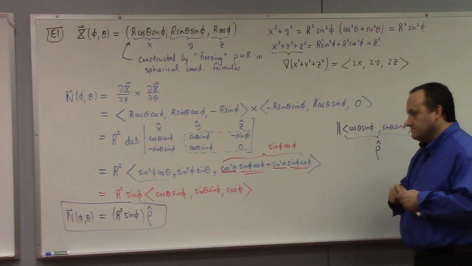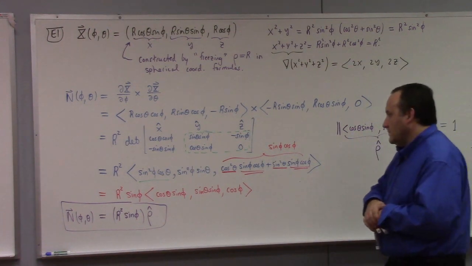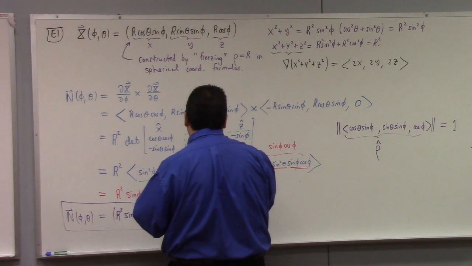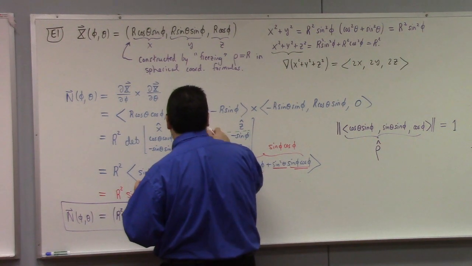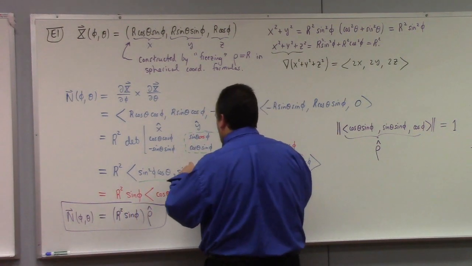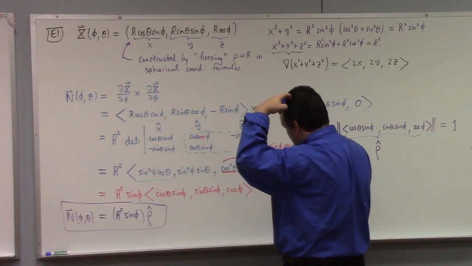Yep. Is the y hat for the first one, is that supposed to be sine theta sine phi, or is that supposed to be sine theta cosine phi? Oh, that's supposed to be cosine phi there. Thank you. I believe. Yeah. But I bet, see, the reason that didn't hurt me is that's 0 there. And let's see here.